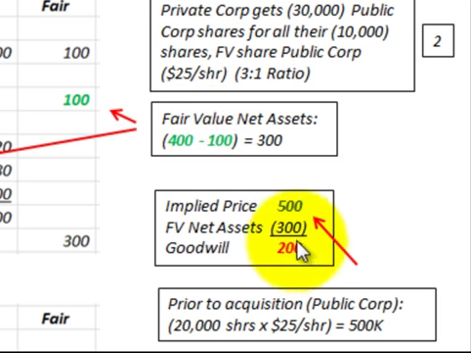So going down to determine the goodwill here, first we have to determine the implied price in this acquisition. So prior to the acquisition, the public corporation had 20,000 shares on their books, and at the market price of $25 per share, the value here would be $500,000. So the implied price of $500,000 less the fair value of the net assets of $300,000 gives us goodwill of $200,000.